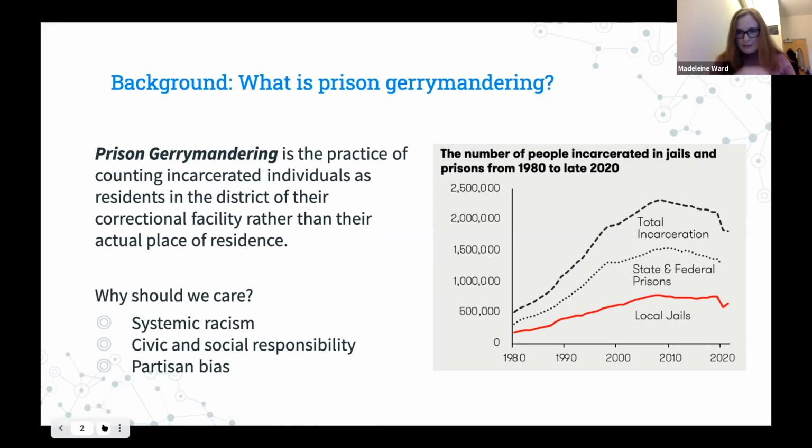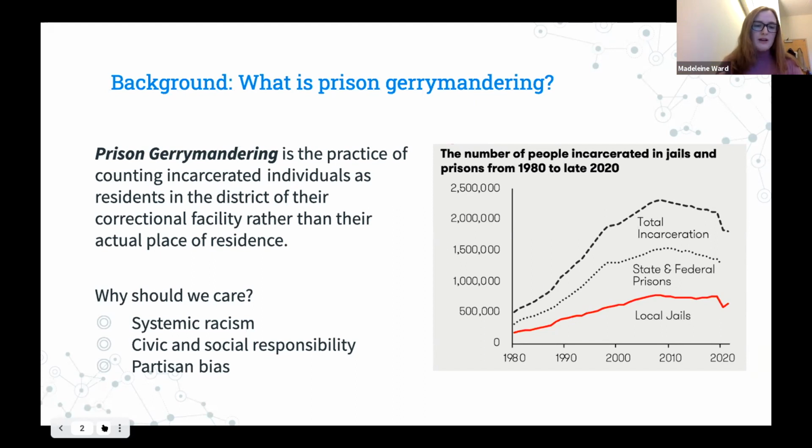This might not seem like a super big problem, but it actually is. This type of counting is the default, although there are some exceptions, which I'll get into, because around 1.3 million people are incarcerated in state and federal prisons in the United States right now. That number has been going up and down, but it's a huge amount. So just thinking about it practically, the majority of those people are probably being counted in places where they don't actually live.